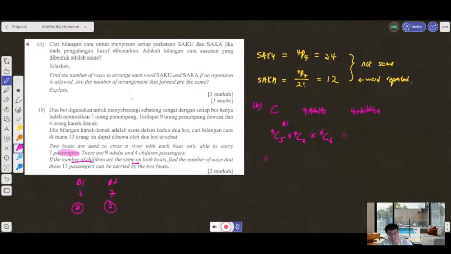That's the first situation. But the second situation is boat 1, I don't want to bring 7 people. I want to bring 6 people. So from 9, I choose 4 adults, times 4C2, I choose 2 children. And then the leftover 7 people, you choose 7. So this is boat 1 with 7 people. This is boat 1 with 6 people. So there will be 2 different cases. This is case number 1, case number 2. All right, so then we find the answer. I will get 1512.